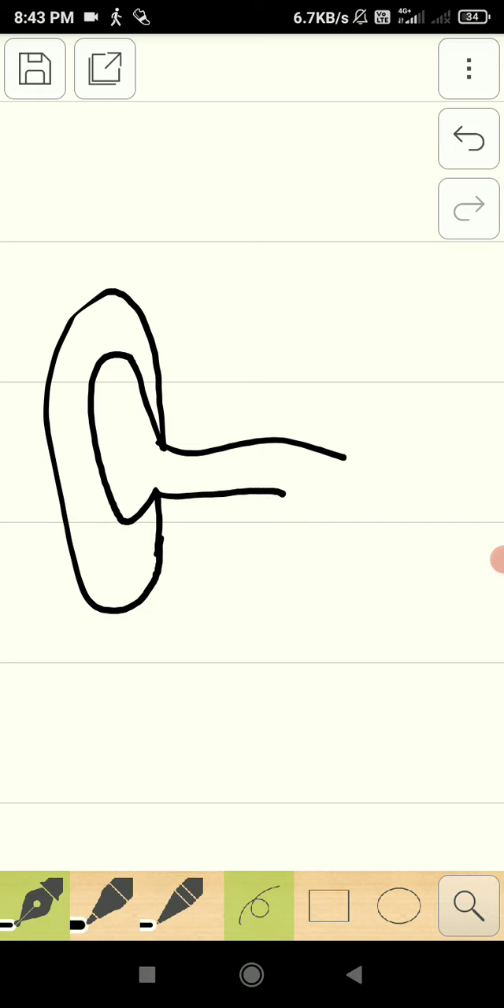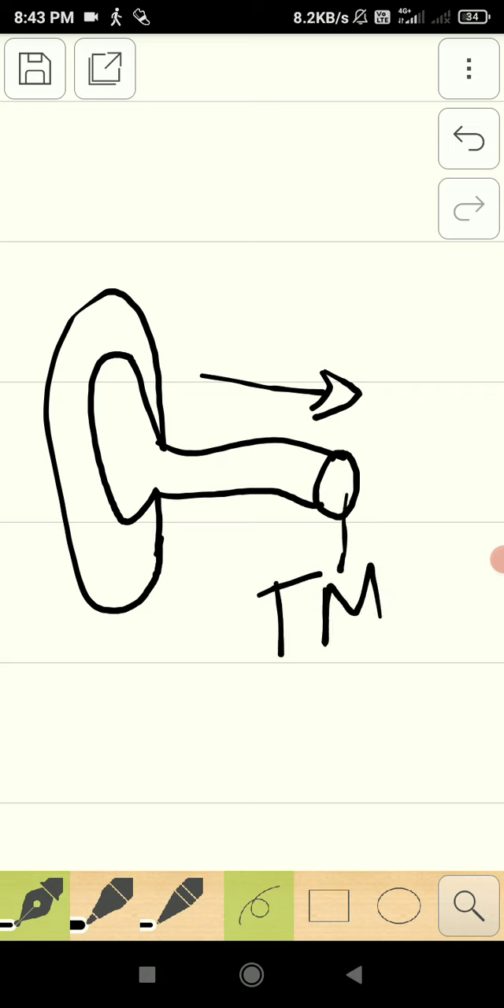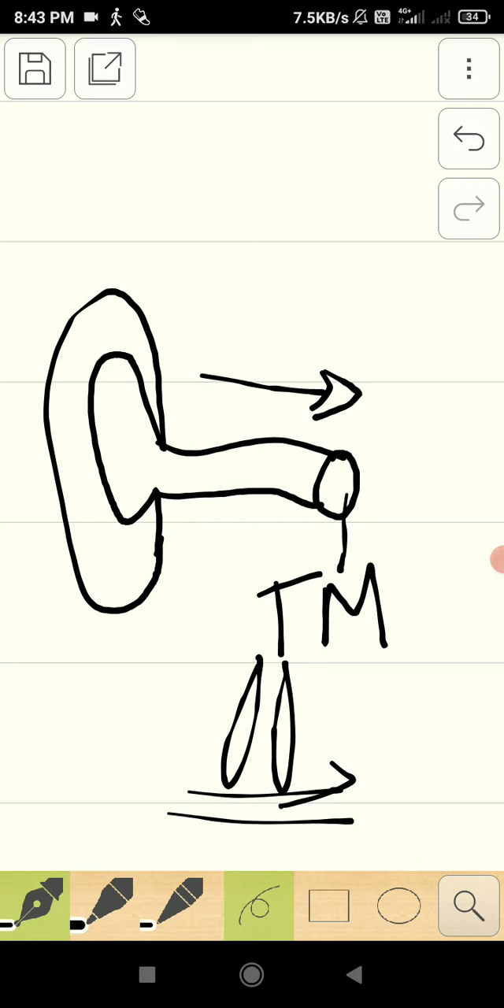Here is the external auditory canal, which conducts the sound wave towards the middle ear. Then the sound wave, which is mechanical energy, falls on a membrane called the tympanic membrane. The tympanic membrane is now set into oscillation or vibration. It moves in and out of the middle ear.